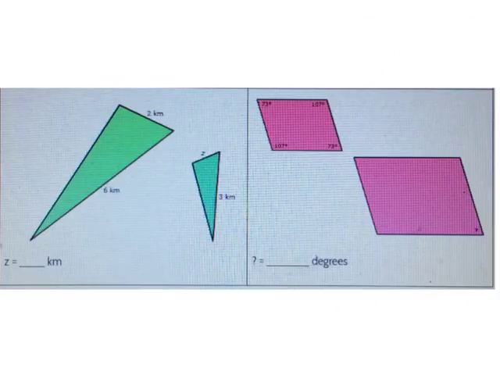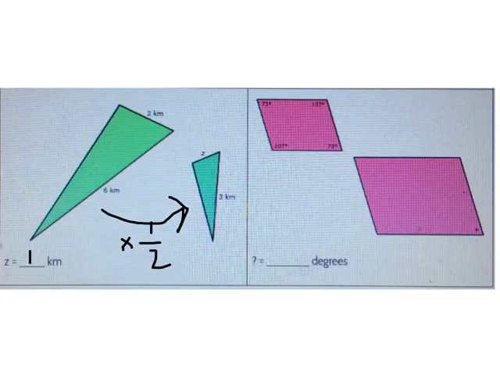Let's do another. What's the value of z? First, what's the scale factor to go from the shape on the left to the shape on the right? It's 1/2. 6 times 1/2 is 3. So what's the value of z? It's 1. 2 times 1/2 is 1. Let's do another. What's the value of the question mark? It's 73 degrees.